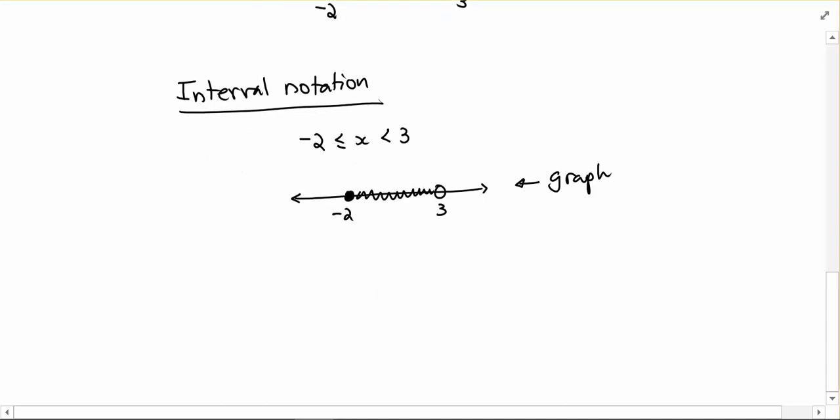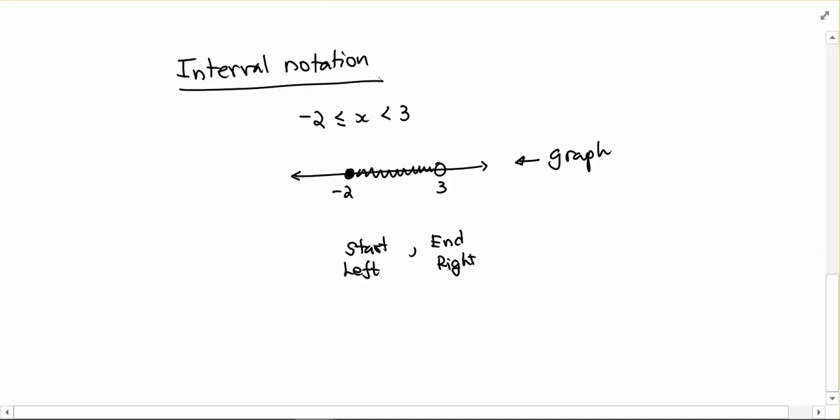Now for interval notation, that's a way of simply saying where the answer region starts and where it ends. So where does it start? This has to be the left. And where does it end? The number where it ends, or the right. Okay, the order is important. It's got to be left, right. So in our example, this would be -2, comma 3.